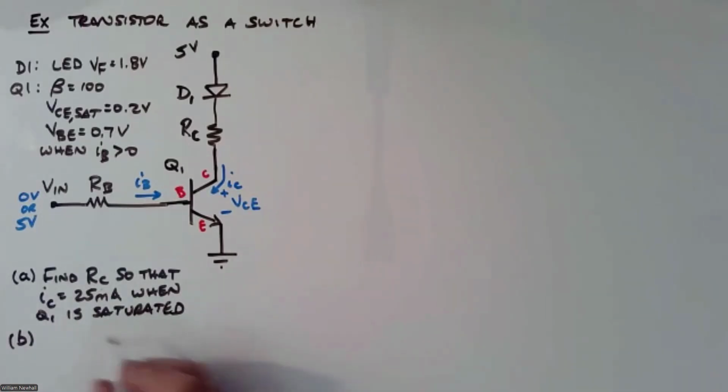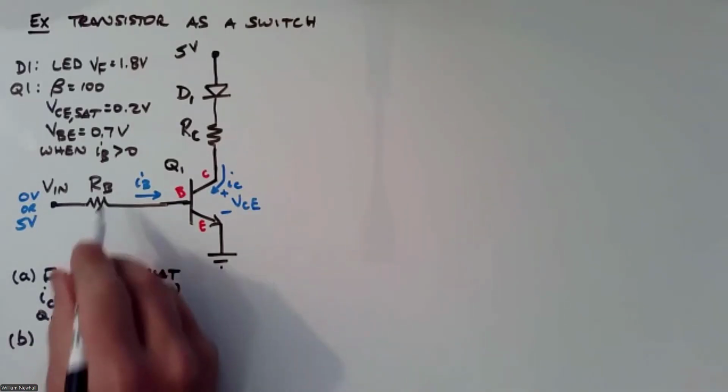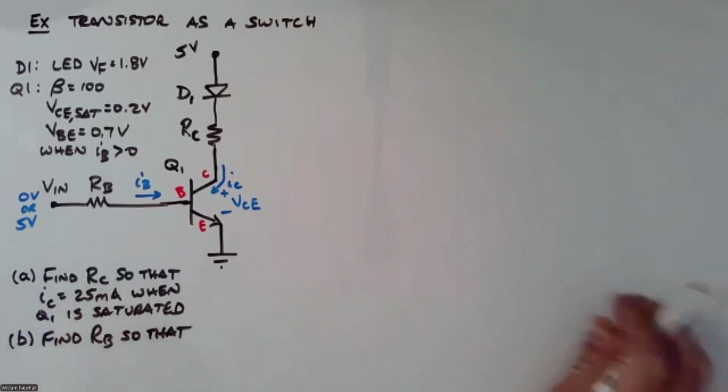And part B, the second part of the design, is find RB so that Q1 is saturated. That's saturated when Vin is 5 volts.